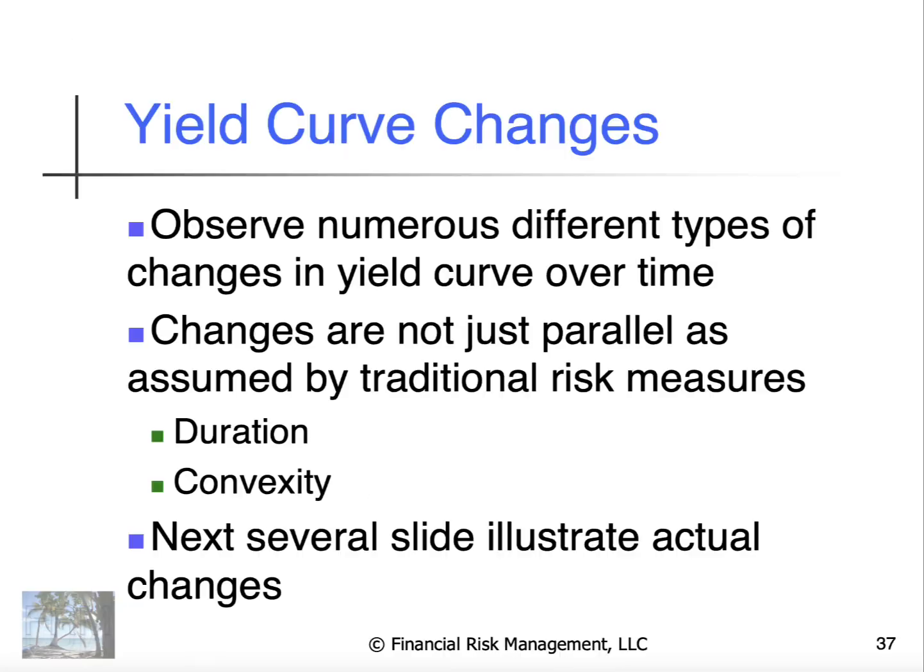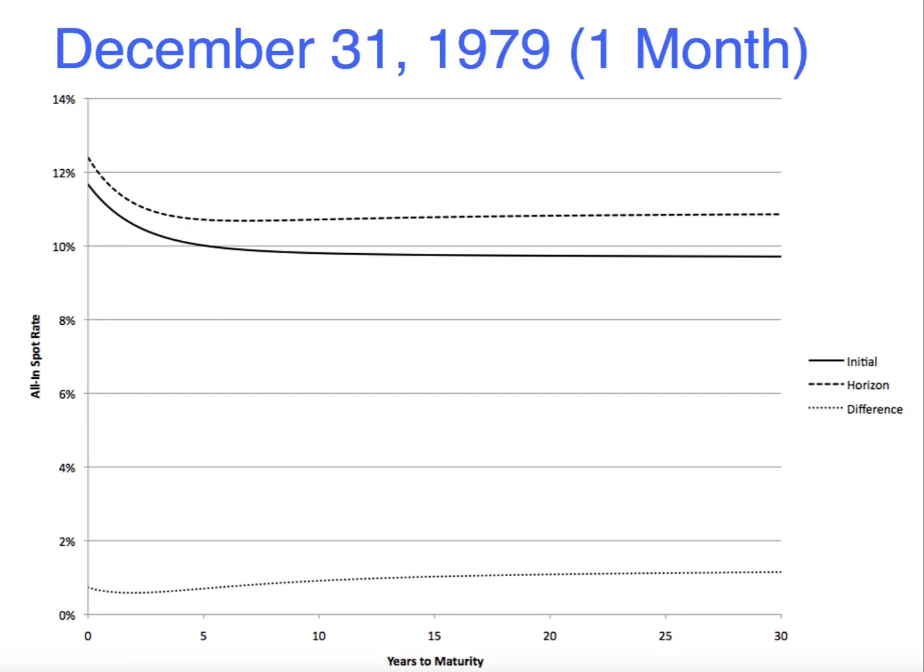nonlinear relationship. Yield curve changes: we're going to observe numerous different types of changes in the yield curve over time. The changes are not just parallel, as assumed by traditional risk measures like duration and convexity. And so on December 31st, 1979, the 1 month change, what we had is the initial rate here, the rate after a month was up here.